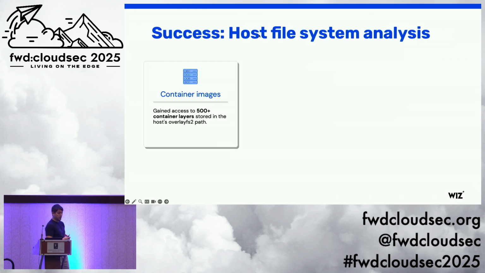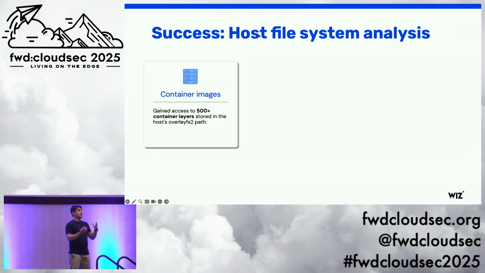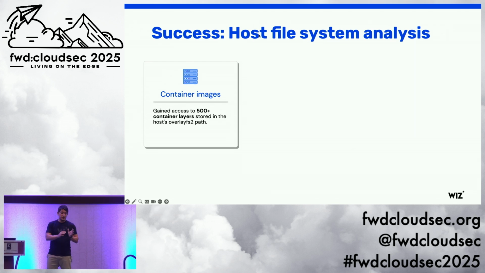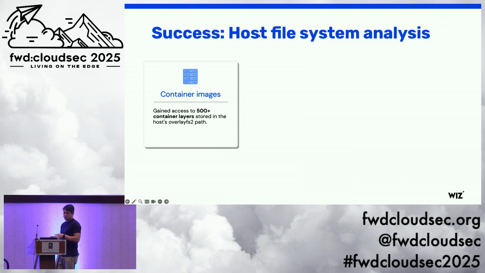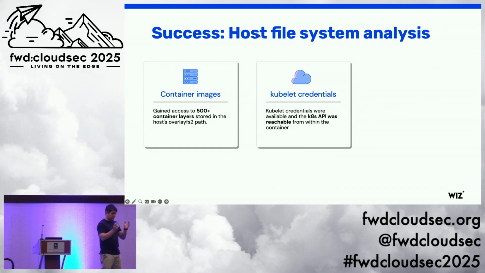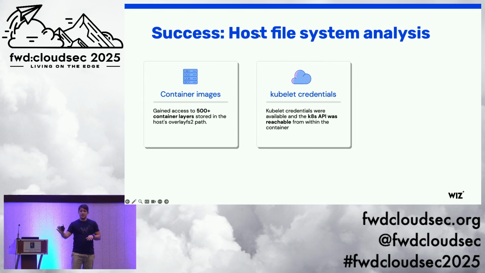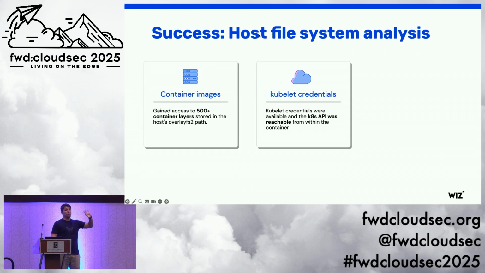After the exploitation, what we found was more than 500 container images. This is interesting for us as researchers because it's a strong indication that many other tenants are running their workloads on this host. We were also able to identify the kubelet credentials. We found them and used them to connect to the Kube API. This is one of the differences that you're going to see between Azure Container Instances and Replicate. In Azure, we were unable to reach the Kube API from within the container. Here, we are able to do that.